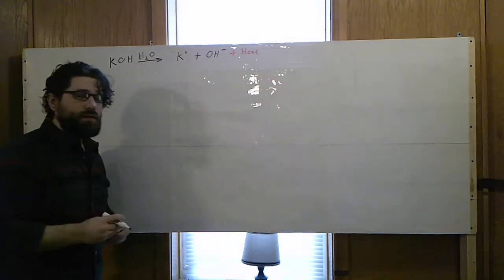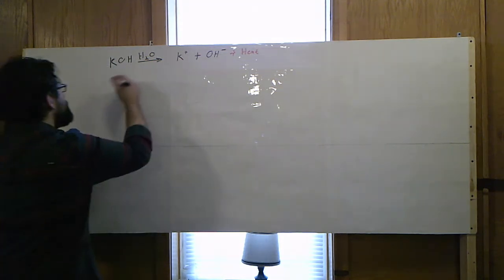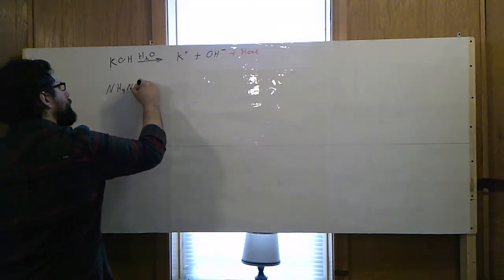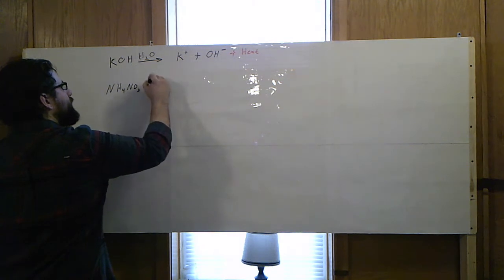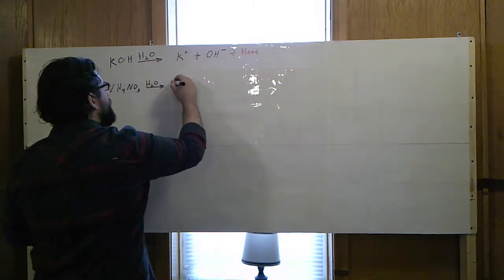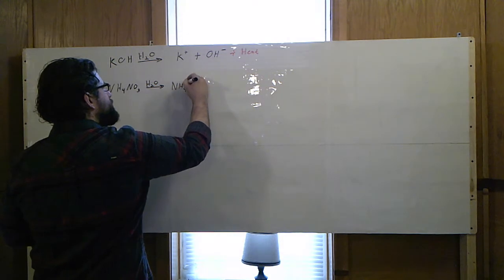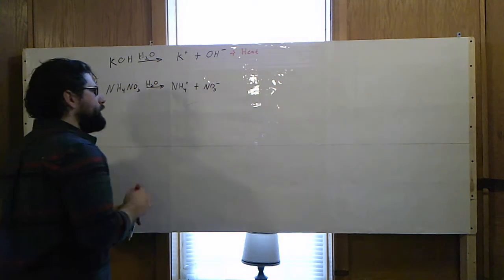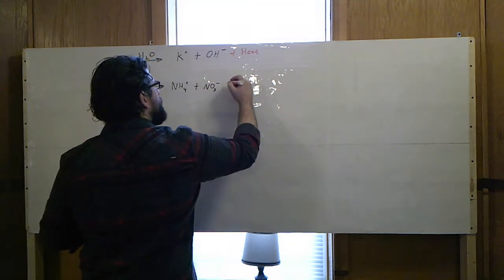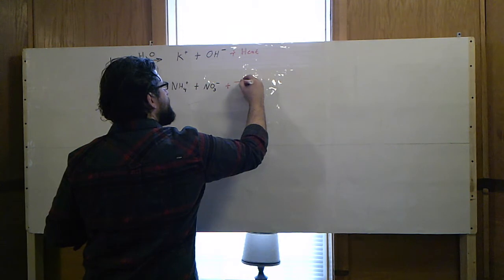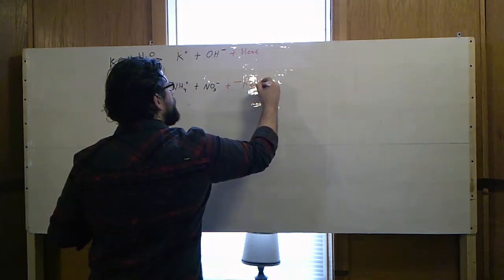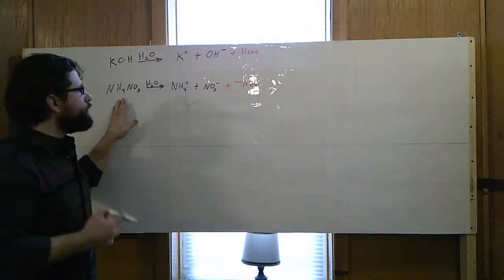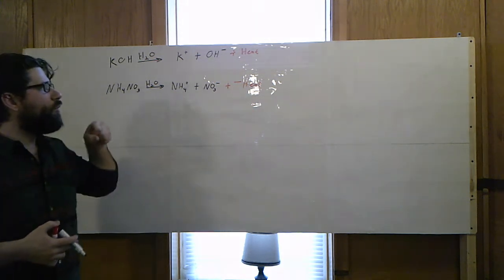If I were to do the ammonium nitrate, then I would say NH4, NO3, being put into H2O, made NH4 plus NO3 minus, and then we put plus, and then we put a negative heat. So when the ammonium nitrate went into the water, it absorbed heat from the water.